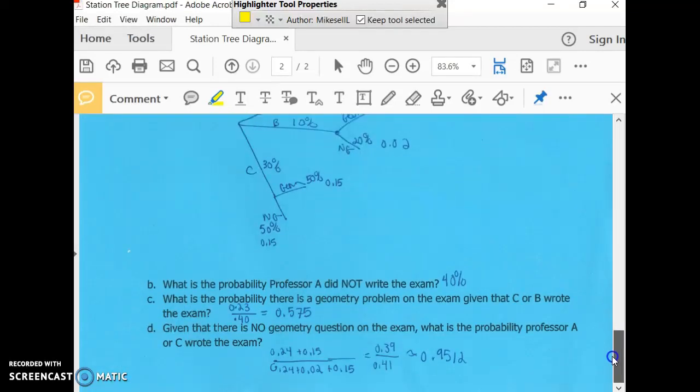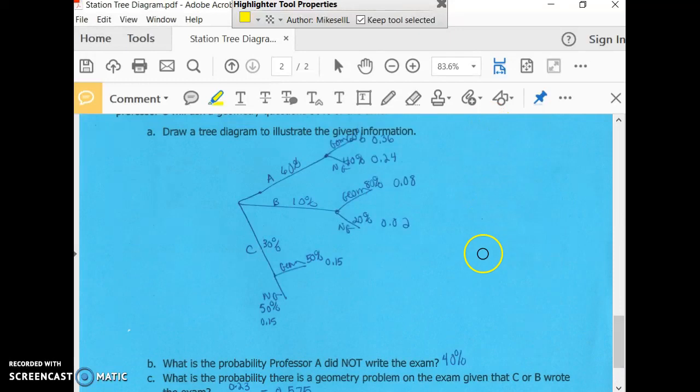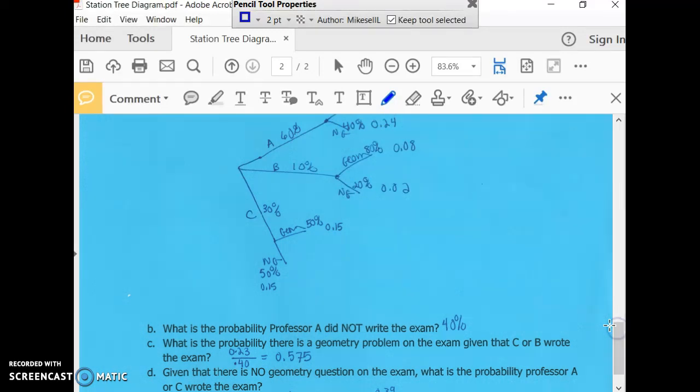And then the last one right here, the professor problem, right? I can set it up vertically, or I can set it up this way. So then I set it up 60, 10, 30, and I have these probabilities set up to go. What's the probability you didn't write it? 40%. What's the probability there's a geometry problem that I've given that C or B wrote? C or B is 40%. This plus that gives me 0.23, and then it's 57%.